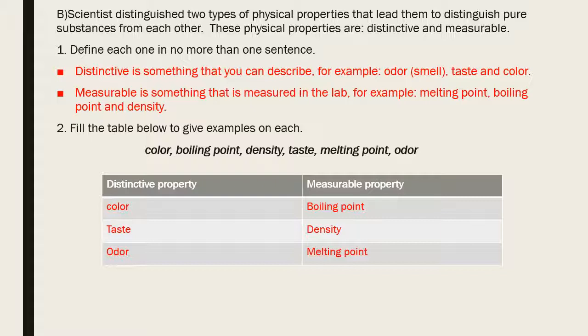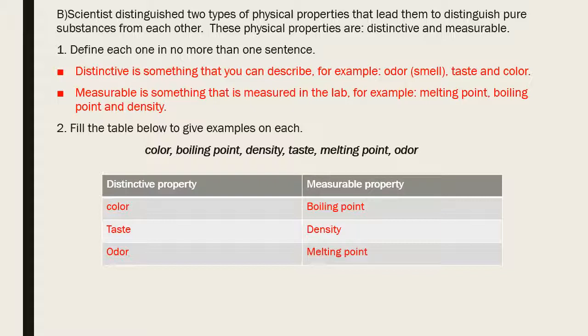Measurable is something that is measured in the lab. For example, the melting point or the boiling point. For example, water has a boiling point of 100 degrees. That's something that we can measure. Density, for example, water has a density of 1 gram per centimeter cube. So this is what we mean by measurable. It's something that we can measure, normally performed in the lab.